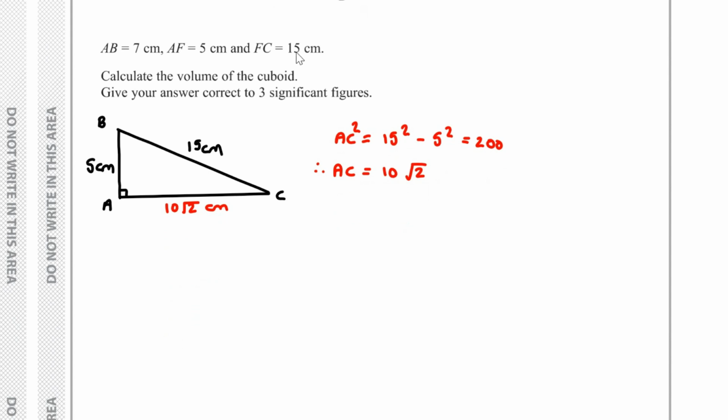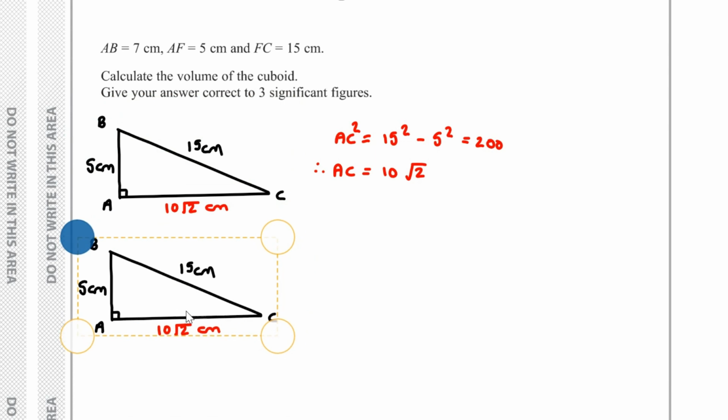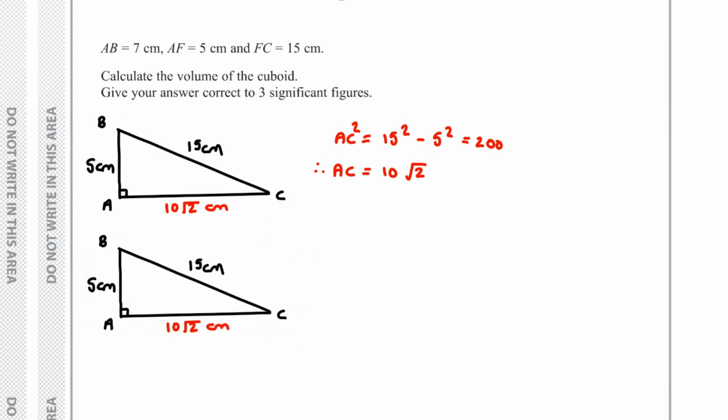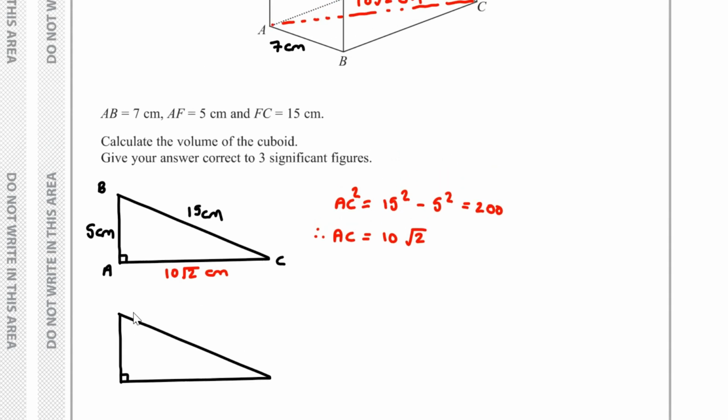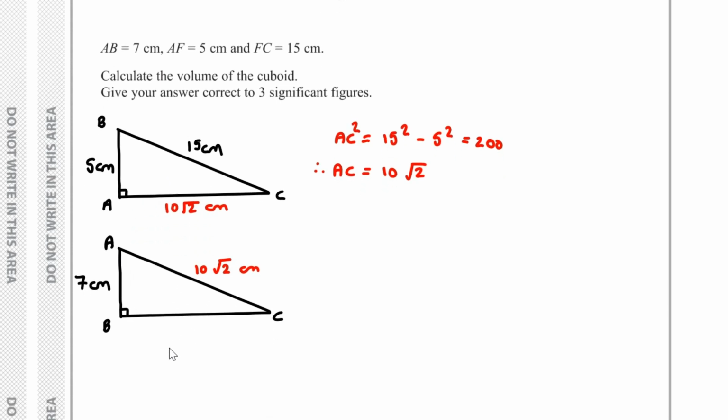So if I draw out another right-angled triangle, okay, so let's just copy and paste this actually, but just change the numbers and the letters. So if I just scribble these out, we've got here B in the corner here, A and C, and we know AC is 10 root 2 centimeters. So here we've got 10 root 2 centimeters. We've got AB, which is 7 centimeters. That's given in the question, and we need to calculate BC.